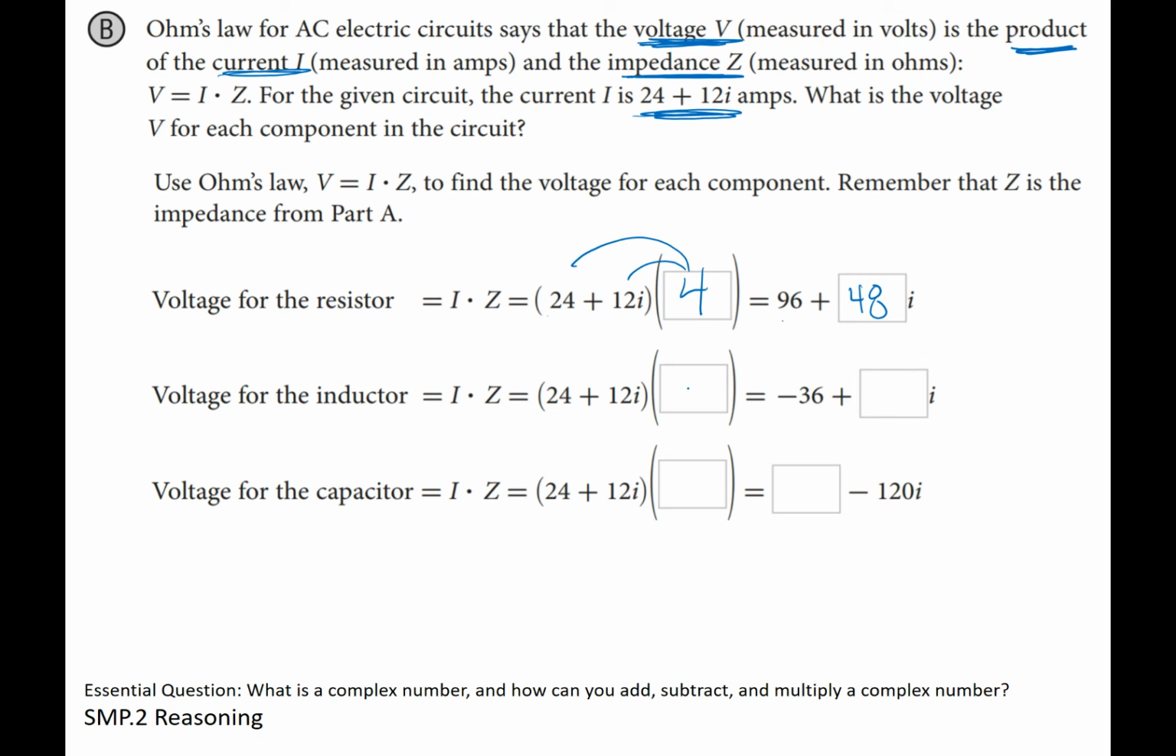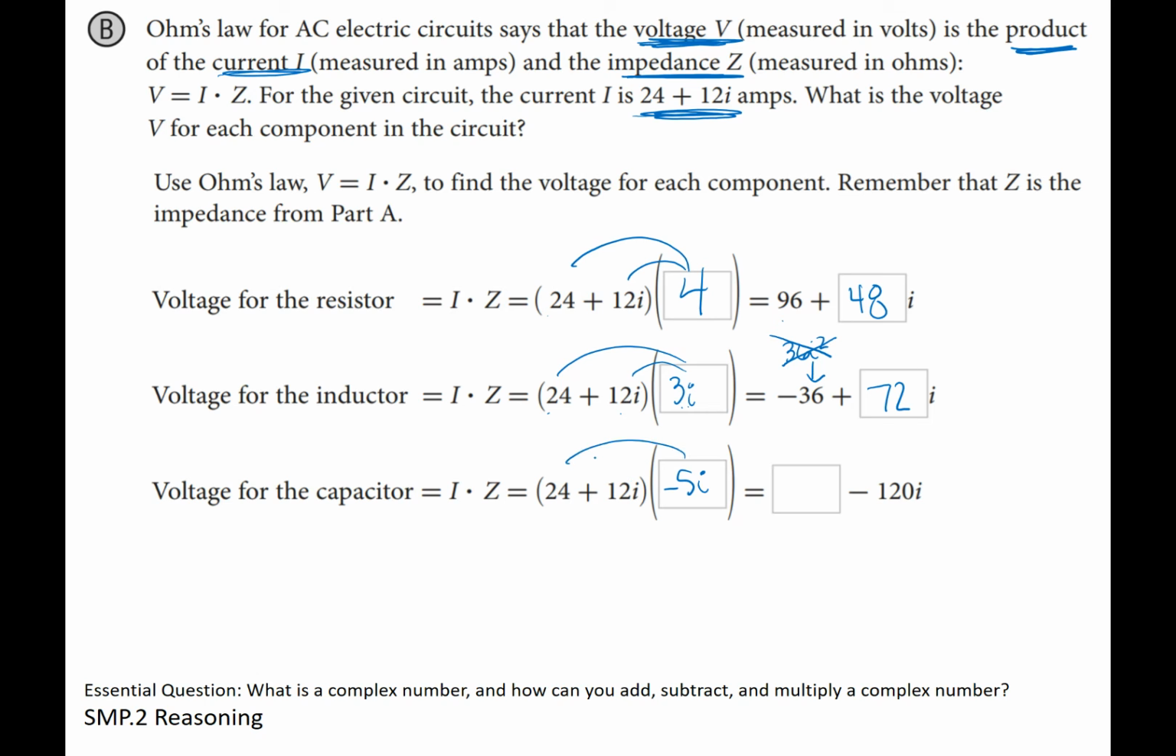The impedance for the inductor was 3I. All right, we're going to distribute that in. So it's going to change things around on us a little bit. 3I times 24 is going to be 72I. They're going to put that at the back. And then 3I times 12I would be 36I squared. Remember, I squared is -1, so that's better known as -36. Then the voltage for the capacitor: the impedance for the capacitor was -5I.